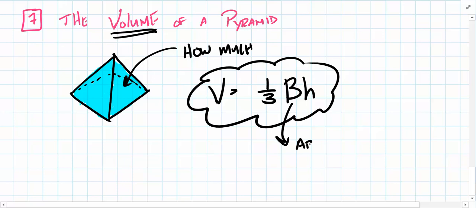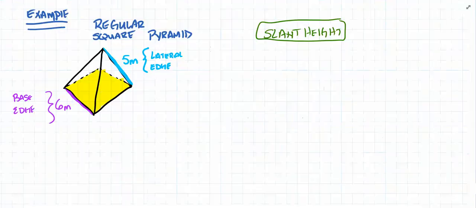Okay, let's calculate the slant height. I've given you a regular square pyramid, so the base is a square. You know that the base edge is 6 meters. You know that the lateral edge is 5 meters, excuse me. We want the slant height. That's what we want. I know how to find this. 5 squared plus 3 squared equals. Okay, good.